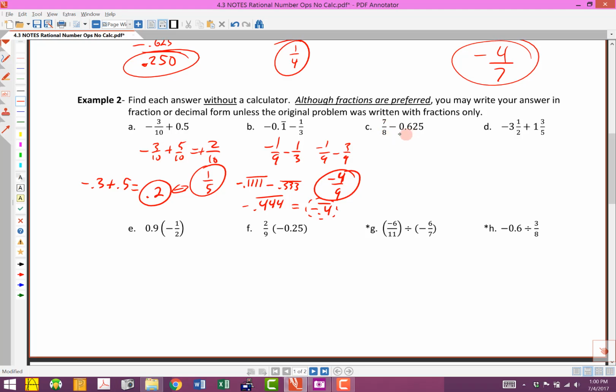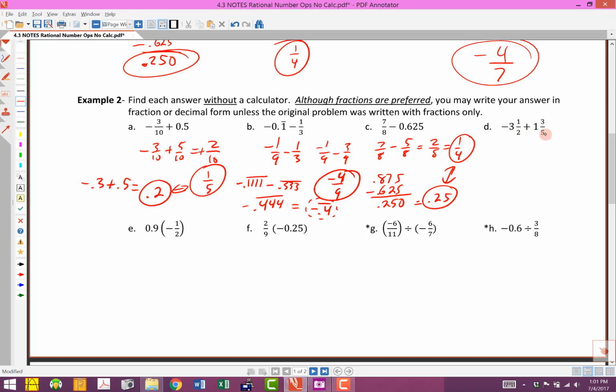7/8 minus 0.625. If you remembered what this one is as a decimal, I'm going to do this in fraction form first. I'm going to do 7/8, and remember this is 5/8. So we end up with 2/8, which is 1/4. So we've got 1/4 for our answer there. If we remember what this is in decimal format, 0.875 minus 0.625, this should look kind of familiar. This is the one we did up above, so this is going to be 0.25, same thing there.